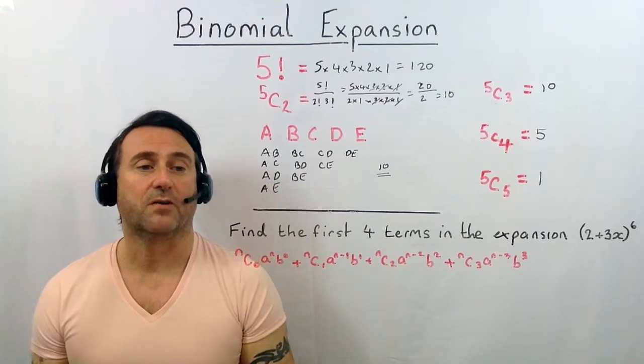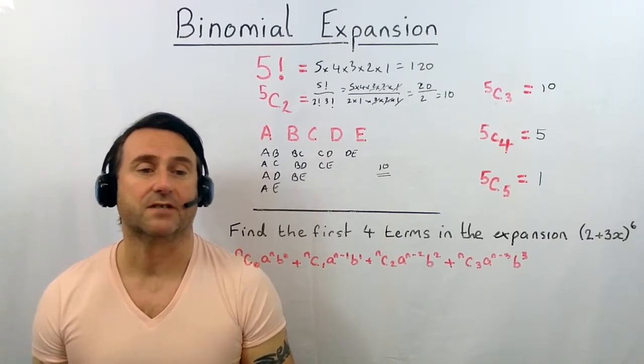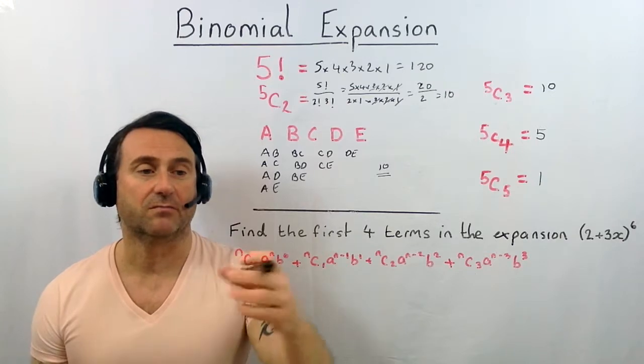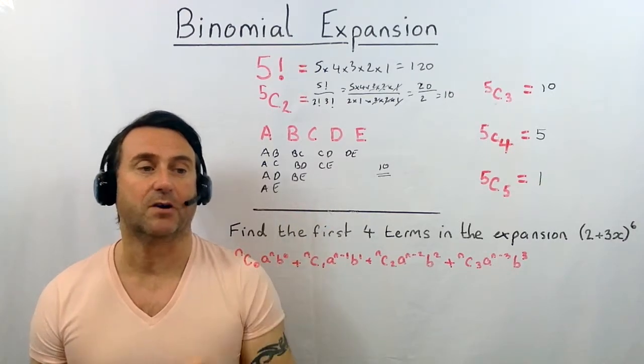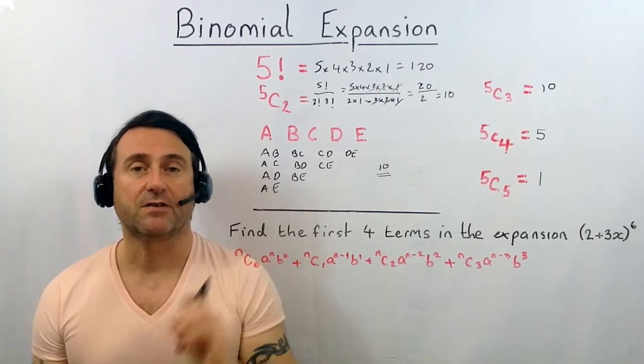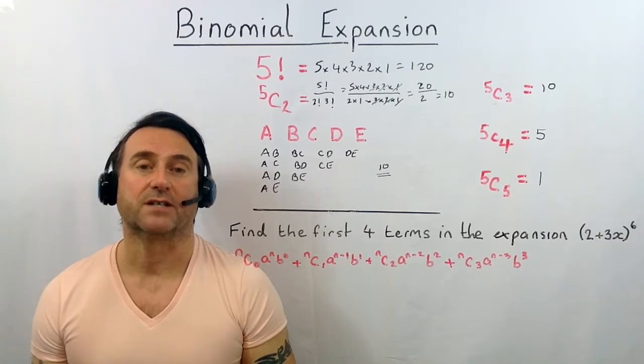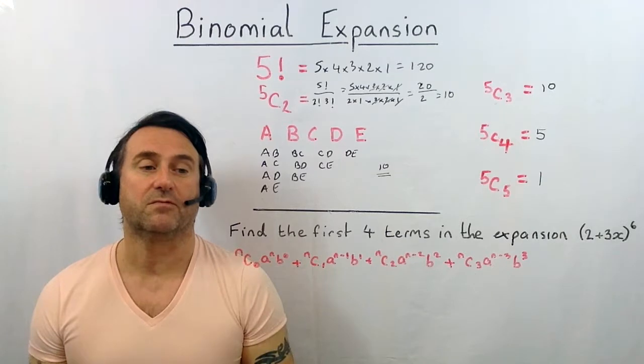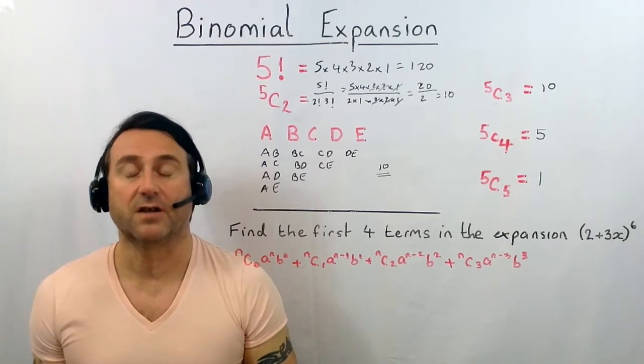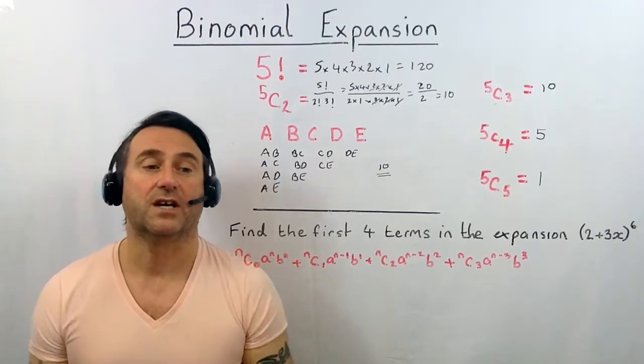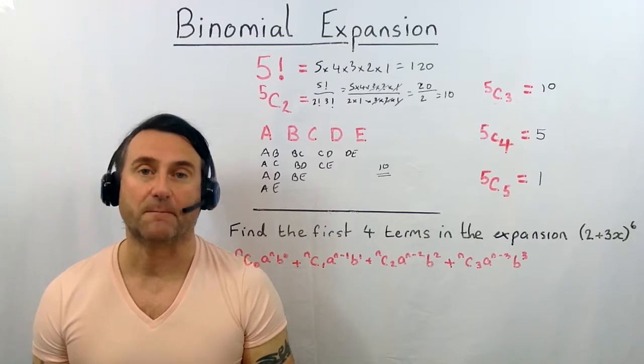Look at the formula below here. nC0 a^n b^0 plus nC1 a^(n-1) b^1. That's very much like what we did with Pascal's triangle. The only difference is we've replaced the numbers in Pascal's triangle with the nC0, nC1.